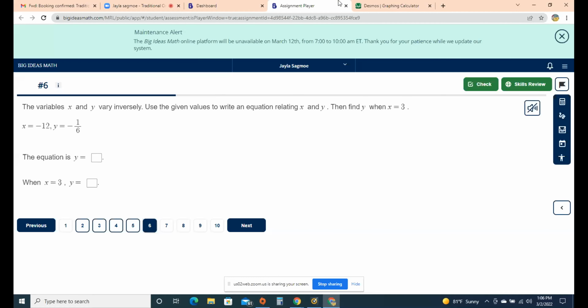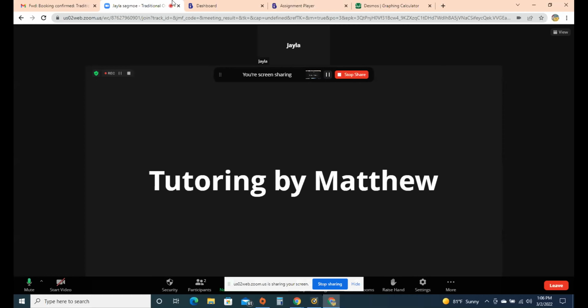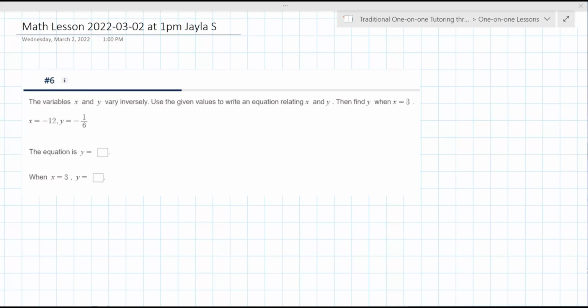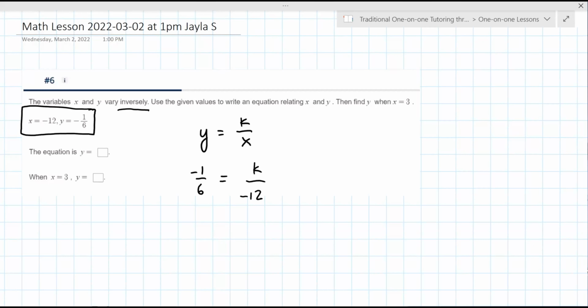Let me share my screen. Here we go. Okay, so they vary inversely. That's very important. That tells you that's the equation y equals k over x. And they give you these numbers for x and y. So y is -1/6 and x is -12.